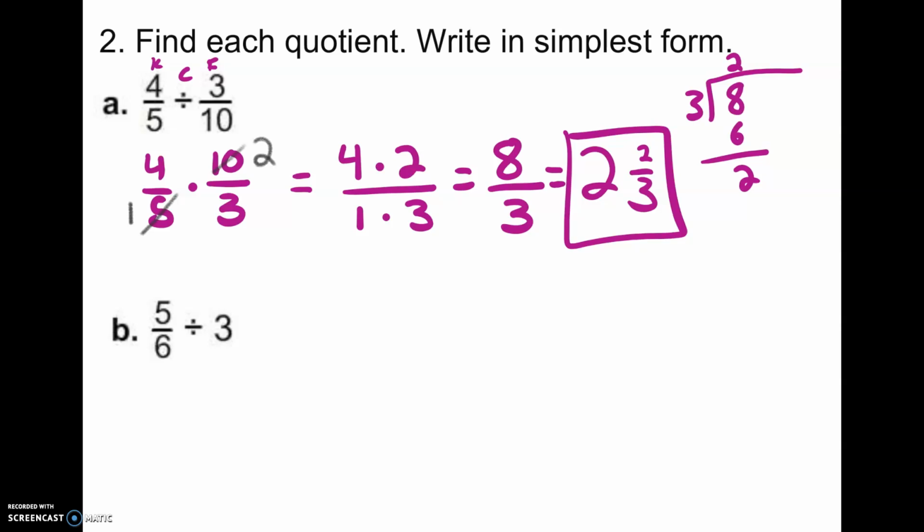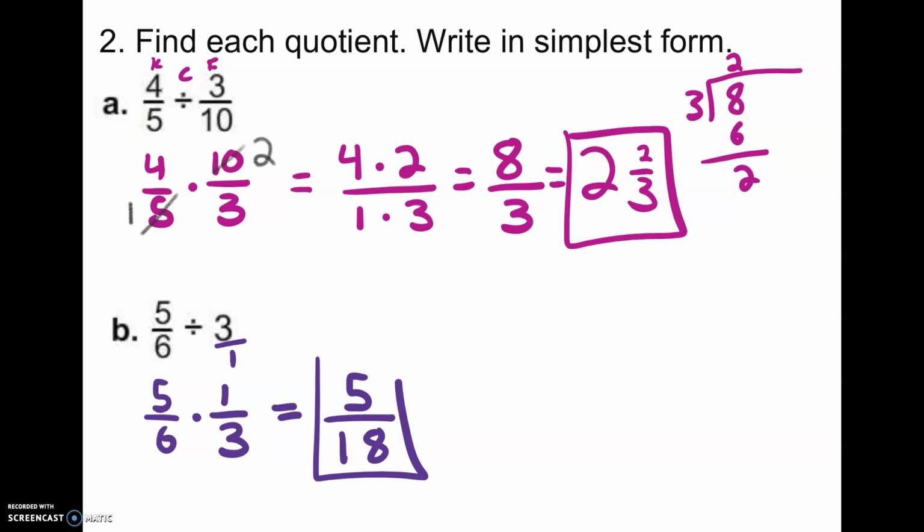All right, same thing, try this one in your notebooks, pause the video, and then come back and watch. So 5/6 we keep. This becomes multiplication, and 3 over 1 becomes 1 over 3. Multiply straight across. So 5 times 1 is 5. 6 times 3 is 18. All the way simplified already, so you're done.